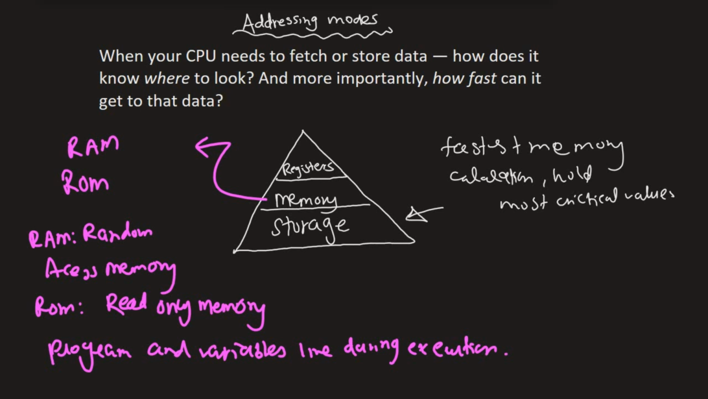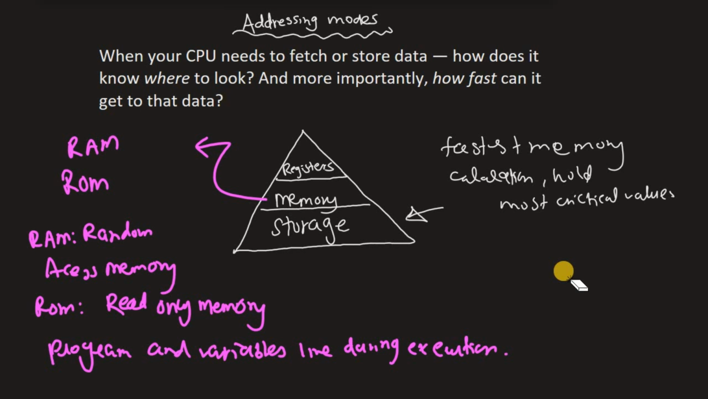Now here's where it gets interesting. The CPU needs to move data between all these layers constantly, but it doesn't just randomly guess where to look. That's where the addressing modes come in. They tell the processor exactly how to interpret a memory address: whether to fetch it from a register, from a specific memory location, or even compute it on the fly.